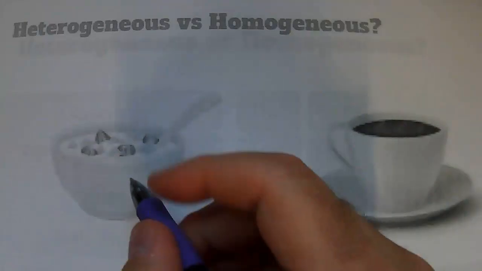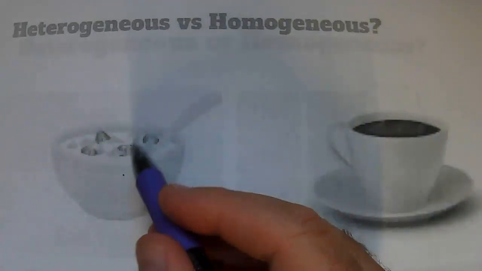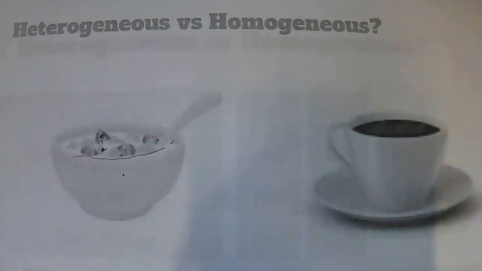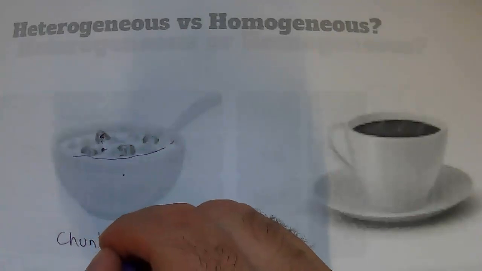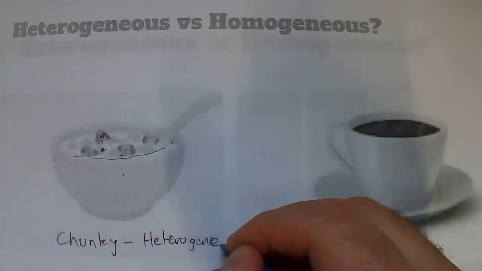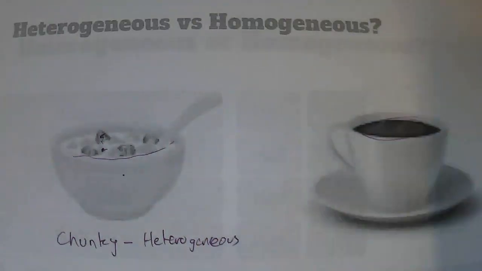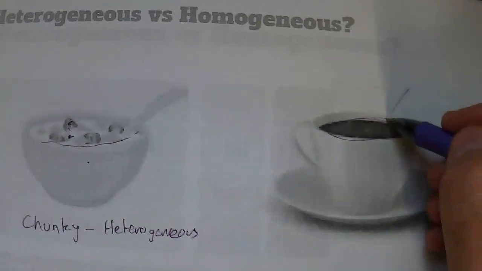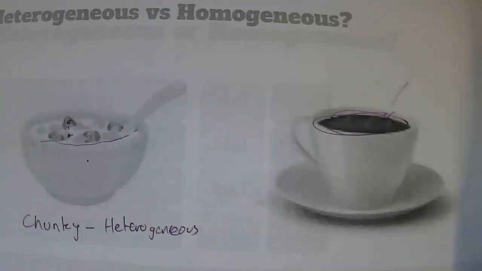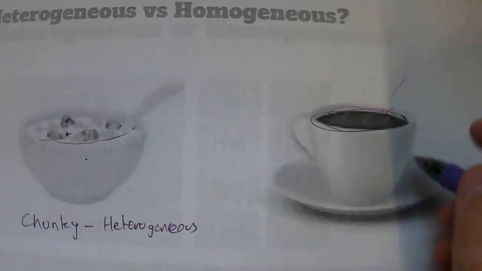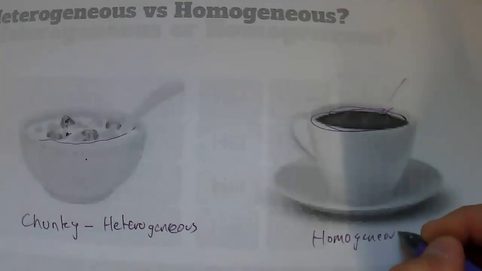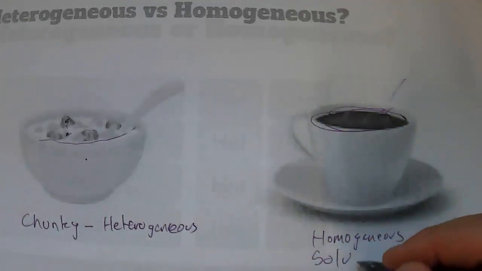Here's my example. We have a bowl of cereal, and you can see the parts. You have the milk here, you have the flakes, you have the little fruits. You can see the parts. This is chunky. So if it's chunky, this is a heterogeneous mixture. But here's a cup of coffee. Even if you put cream and sugar in here, it's consistent throughout. There's not chunks in your coffee. And I'm not trying to be gross, but I'm just trying to tell you how it works, right? So that is a homogeneous mixture, or you could call it a solution.